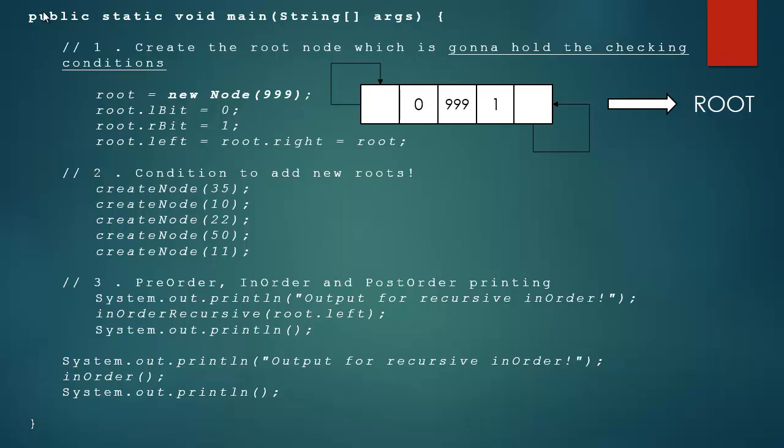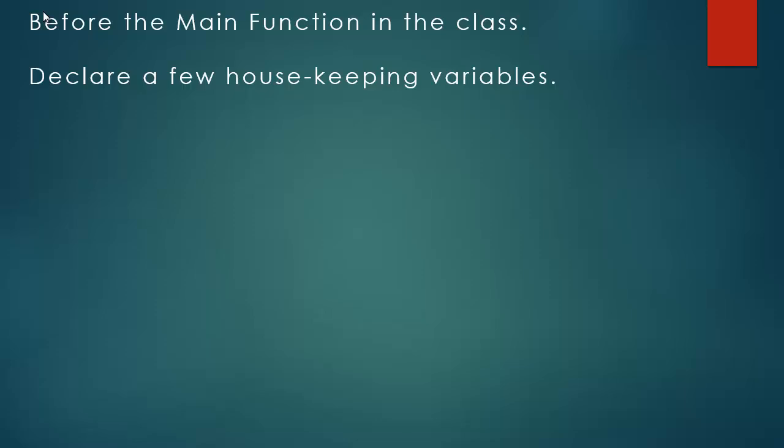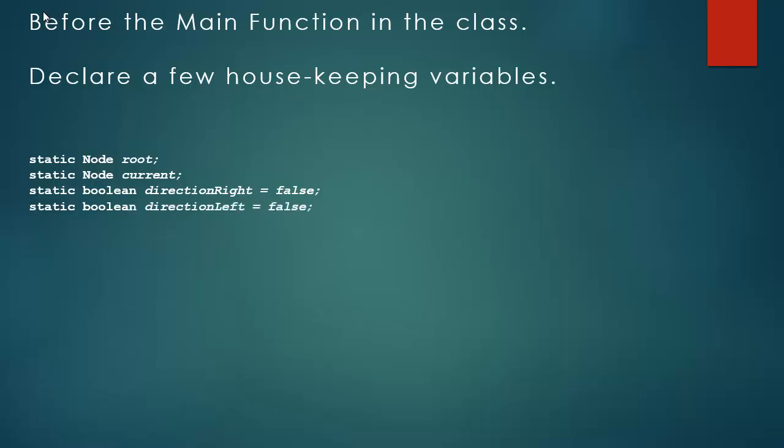Okay, no big deal. Now let's start with some housekeeping variables. These are declared before the main function inside the class: static Node root, static Node current, boolean directionRight, and boolean directionLeft. We'll get to them later as we proceed through the functions.